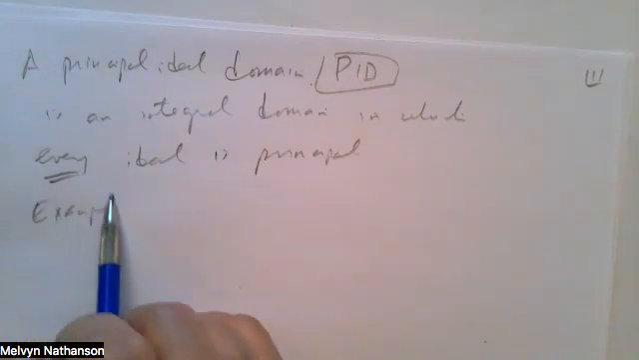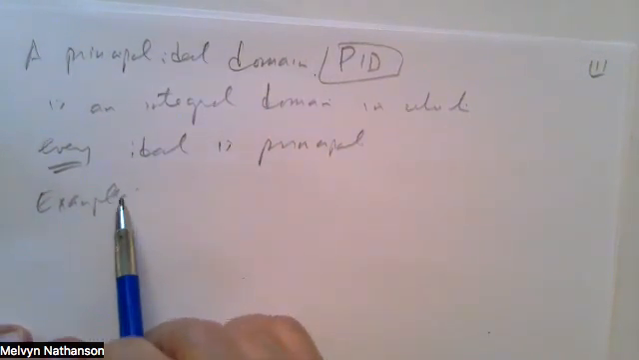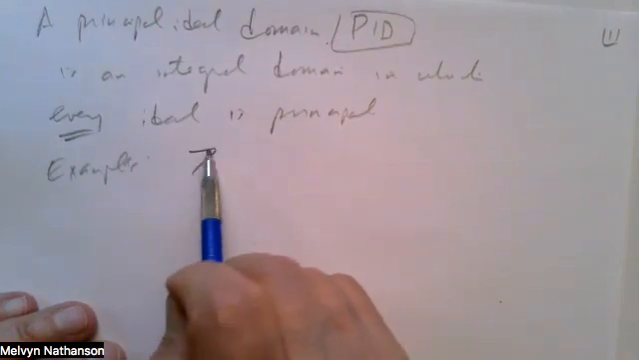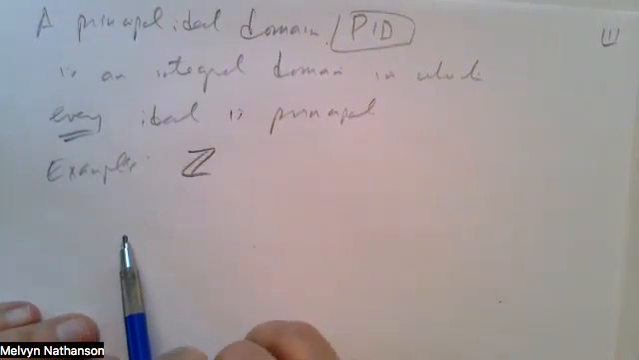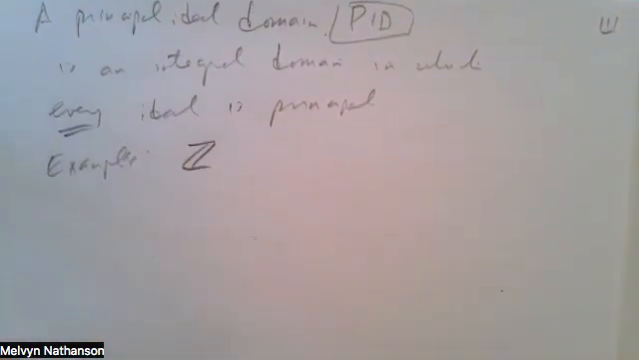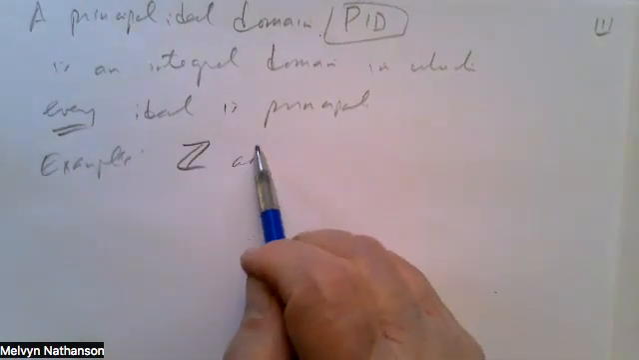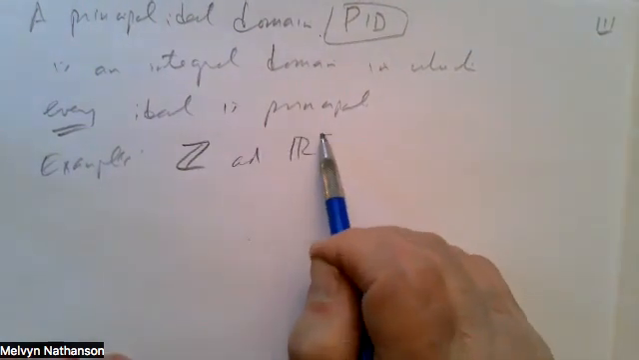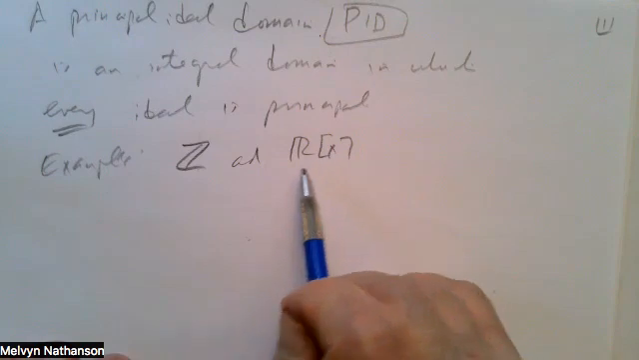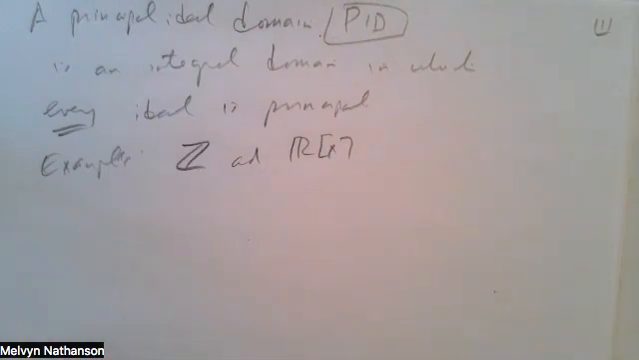And two basic examples of this are the integers, where every ideal is generated by a single element, and the ring of polynomials with coefficients in a field, like R of X. And for both of these, you use the division algorithm to prove that they're principal ideal domains.